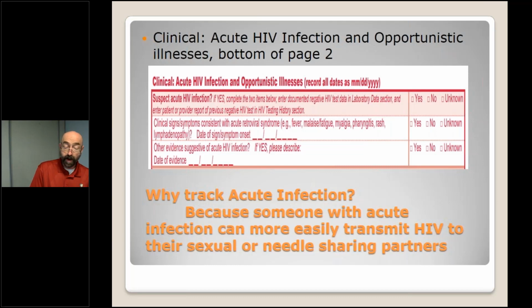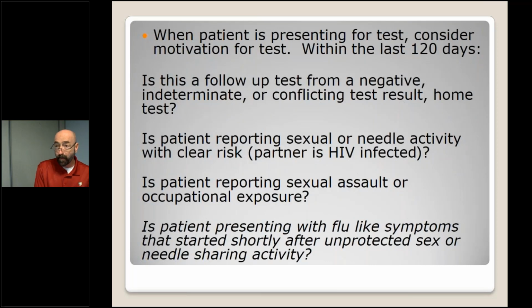Well, why are we asking you to track acute infection? Very simply, it's because someone with acute infection can more easily transmit HIV during the acute infection period to their sexual or needle sharing partners. So something to think about when somebody comes in for their HIV test. Within the last 120 days, is this a follow-up test because you gave them a negative test a few months ago and you told them to come back in 3 months? Was that test an indeterminate test? Or did you do a test and you got conflicting test results? Or are they telling you that they got a positive on a home test? Is the patient reporting sexual or needle activity with clear risk?